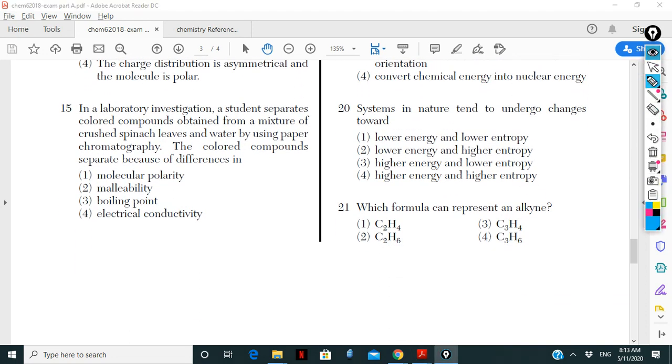Question number 20. Systems in nature tend to undergo change toward again... This is a repeated question in every region. As I said, more randomness, less energy. So I said more entropy, less enthalpy. More entropy, this is 1, this is 2, and less energy. So the answer is 2.